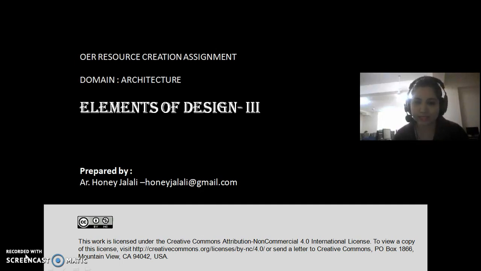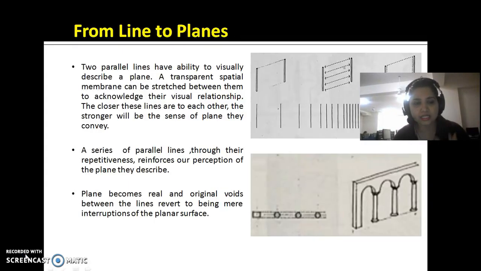Today we'll be discussing planes. As discussed in the previous presentations, point and lines. Now when we place two lines parallel to each other, they have the ability to visually describe a plane. As we can see in this diagram, how two lines when projected can visually describe a plane.